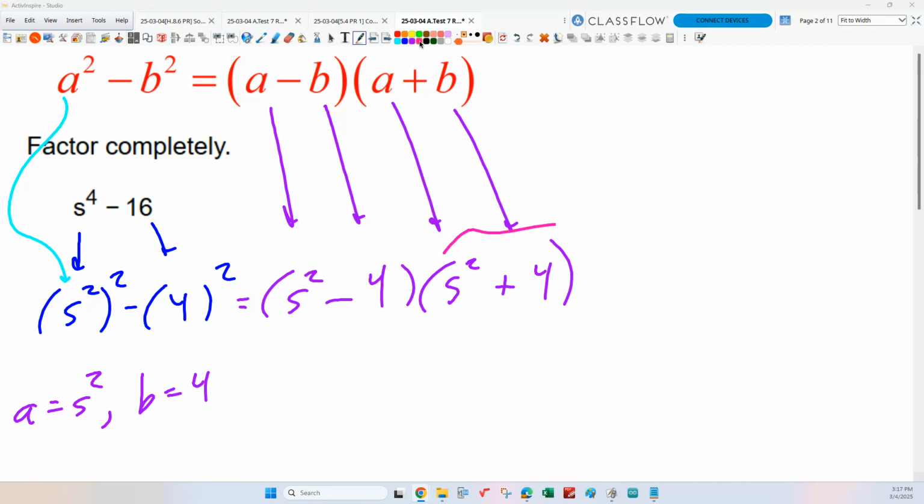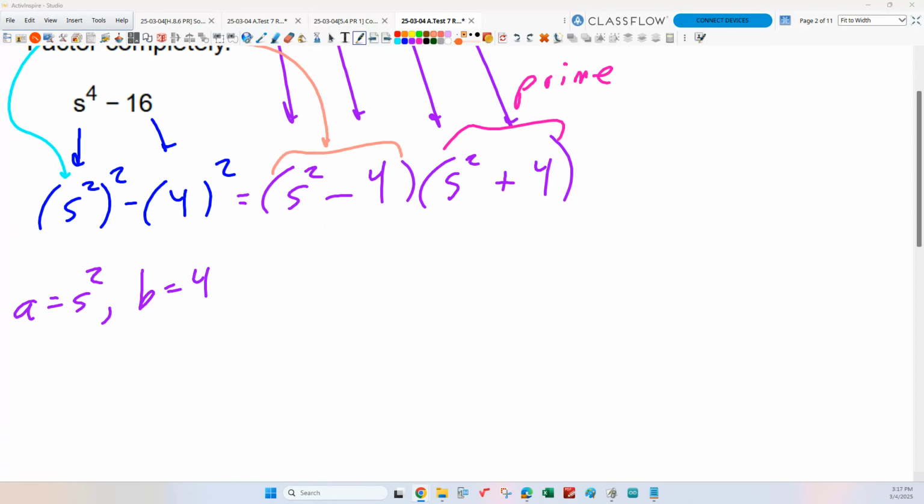So this guy, prime. But I can use this same pattern right there, can't I? S squared minus what squared? 4 is what squared? 2 squared. So what does that factor into then? S plus 2 times S minus 2. Let me get rid of that. And then we said this guy's prime. So that one's done.